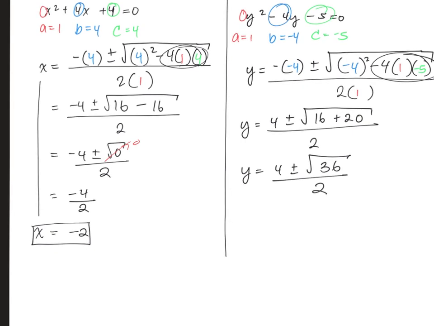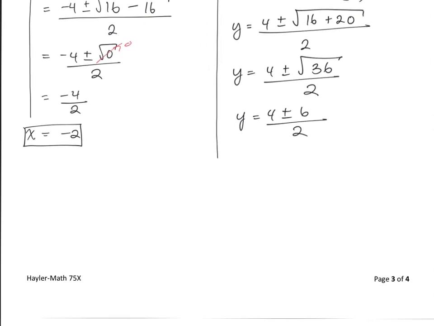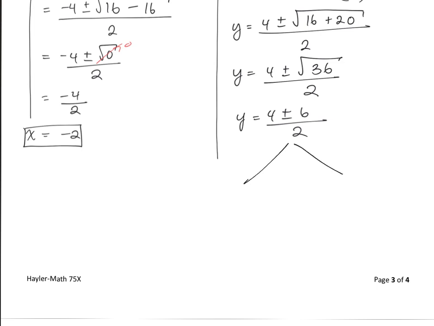Now, simplifying that square root, the square root of 36 is 6. So y equals 4 plus or minus 6 divided by 2. Oh, interesting. We can't simplify any further, so we're going to have to split this into the positive and negative answer. One option is y equals 4 plus 6 divided by 2. The other option is y equals 4 minus 6 divided by 2.